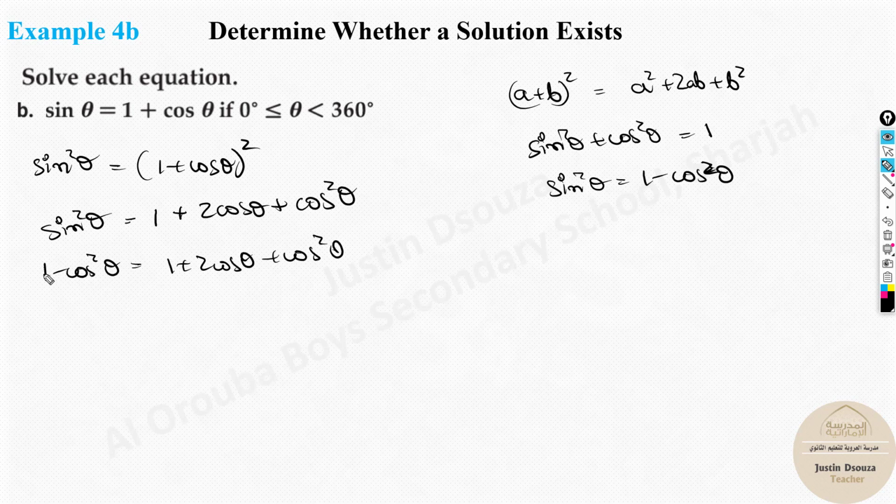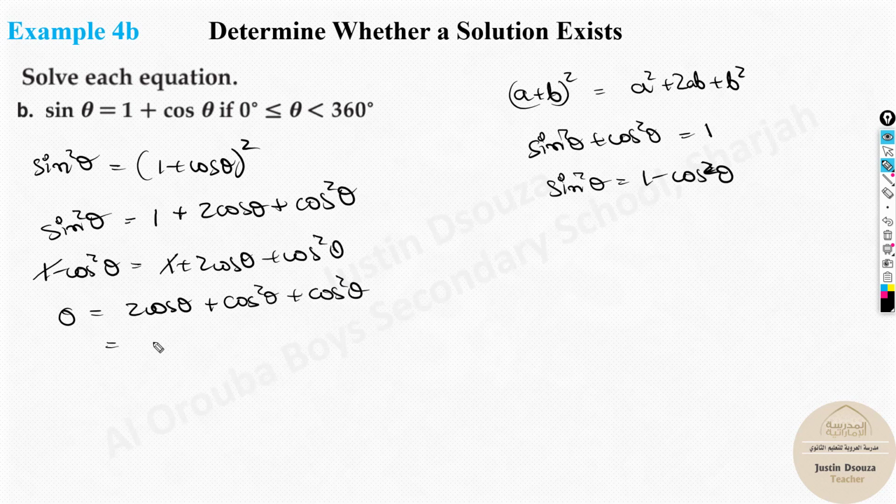See, 1 to the other side becomes minus 1. When the same signs are there, this cancels off. You're only remaining with minus cos square theta, 2 cos theta, cos theta. So I'll get this to the other side. So it'll be 0 is equal to 2 cos theta plus cos square theta plus cos square theta.